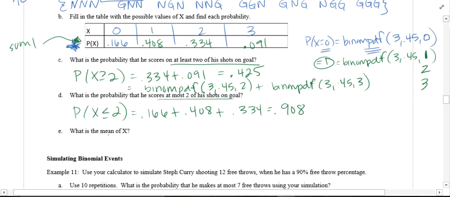Okay, what is the mean of x? Now this I really want to show you. There's 2 ways we can solve this. We know this was a binomial problem. So if you remember that formula, it's just n times p. Okay, so our n was 3. Our probability is 0.45. You multiply those together, on average, he scores 1.35 goals.